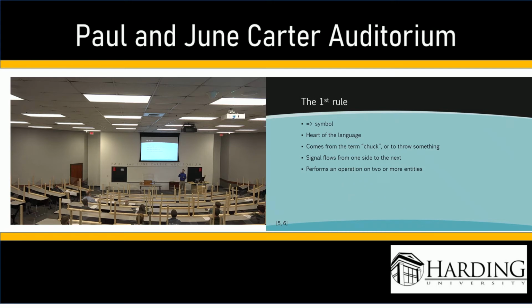So first, I'm going to talk about the first rule, which is the Chuck operator. It is this arrow symbol right here. It's basically the heart of the language, as it is used in the vast majority of the commands. It comes from the term to chuck, or to throw something, which is where the language gets its name. Basically what it symbolizes is the arrow is a signal of it flowing from one side to the next. What's on the left side is usually referred to as the chuck-er, and what's on the right side is usually referred to as the chuck-e.